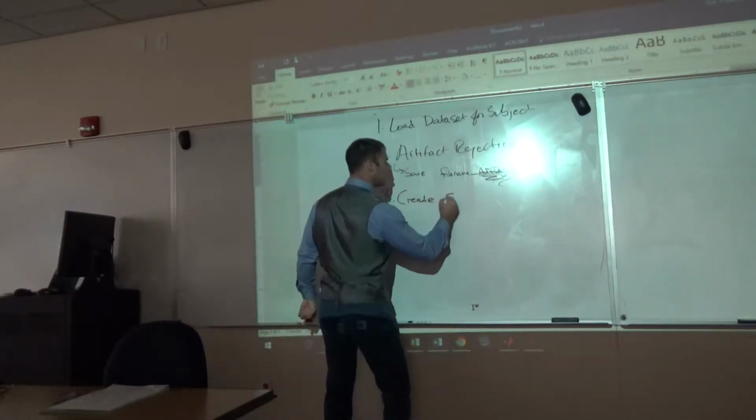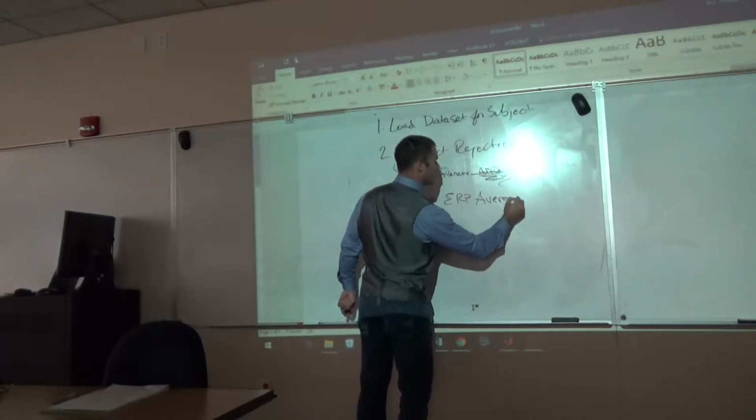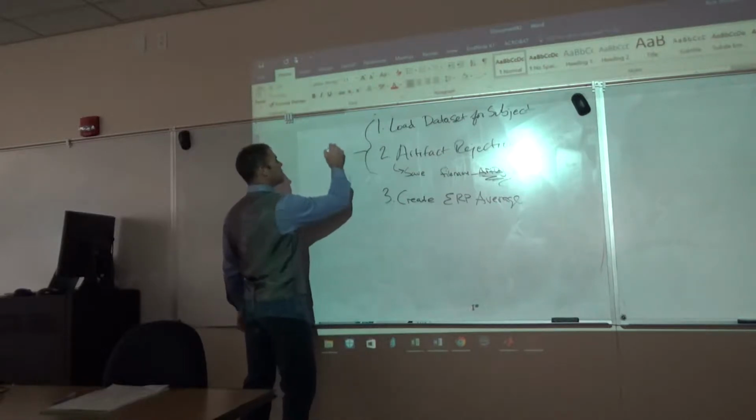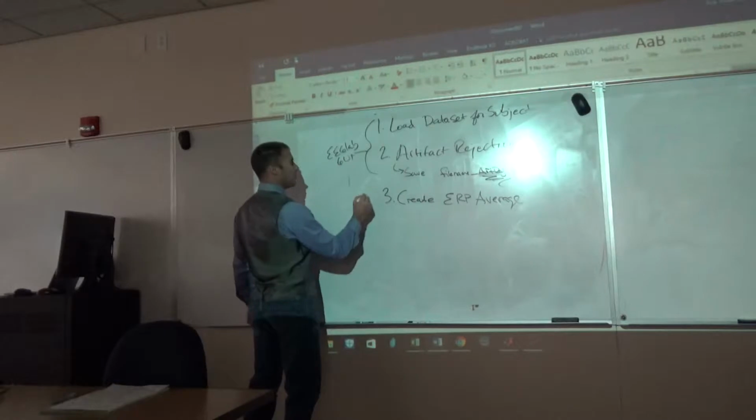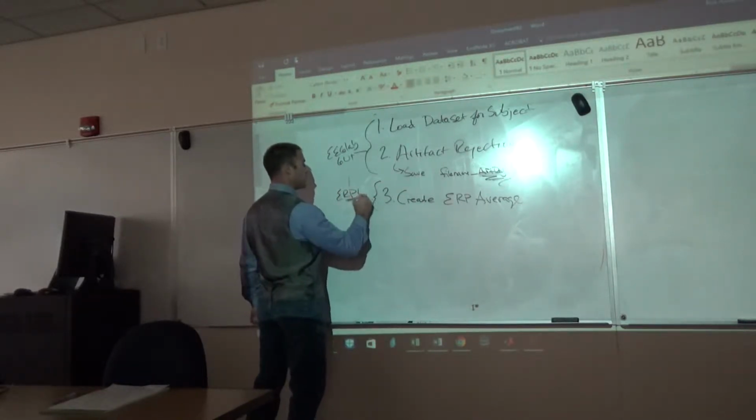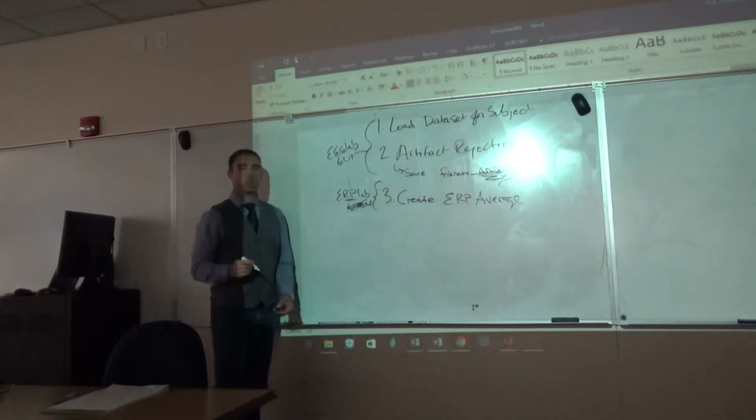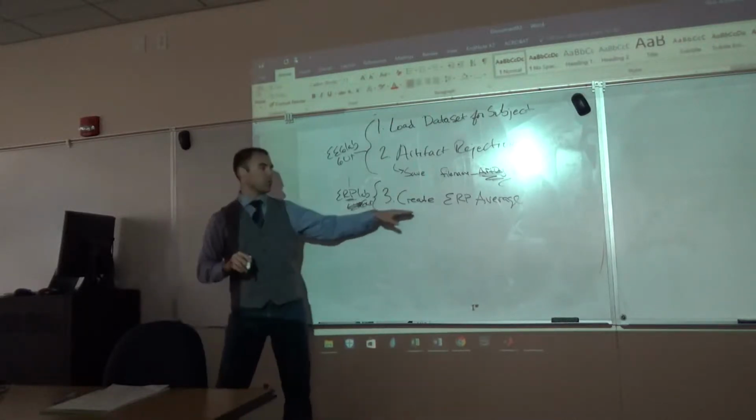Three, create ERP average. Okay, so just as a reminder, this is done in EEG lab GUI. Now this is done in ERP lab GUI. Right? You guys remember those subtle little differences in the menus? Okay. So we're going to create an ERP average.